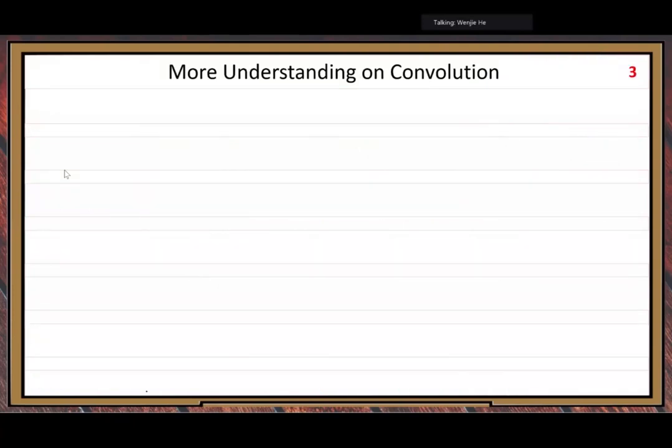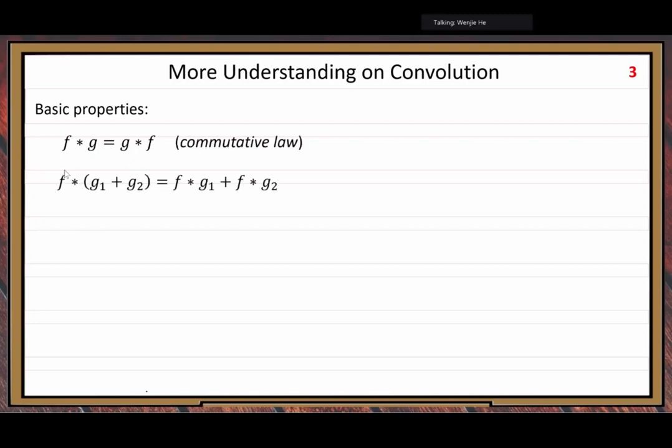Now let me move to the next slide: more understanding of convolution, basic properties. Commutative: just like a product, if you switch f and g, you get the same result. We can call it the commutative law.